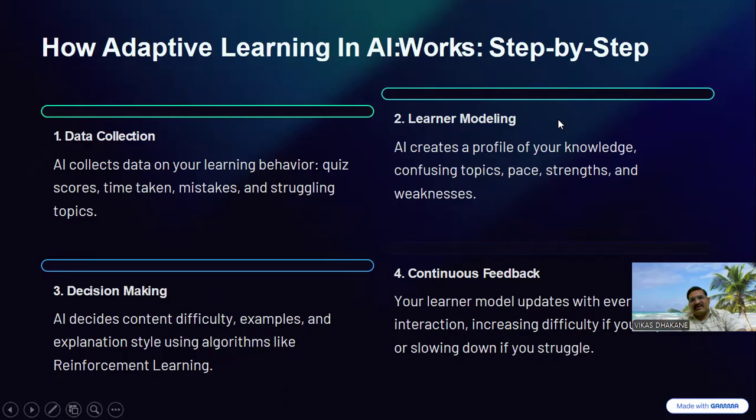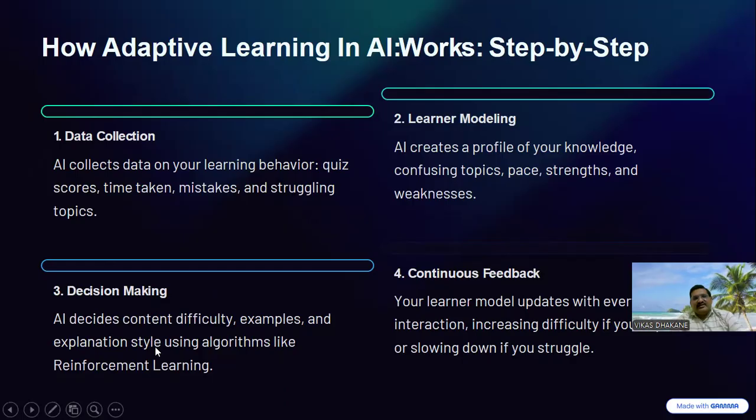The next thing is learner modeling. By collecting all this data, the AI system creates a profile about you. The profile is the information about yourself: how much knowledge you have, where you are lacking, your weaknesses, your strengths, and with what speed you are able to solve questions, all this information. That is what learner modeling is. So the AI system creates this learner model.